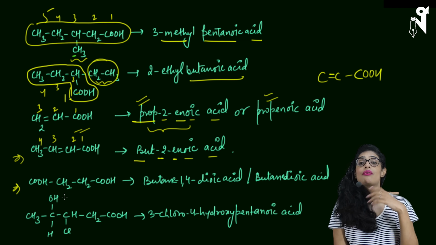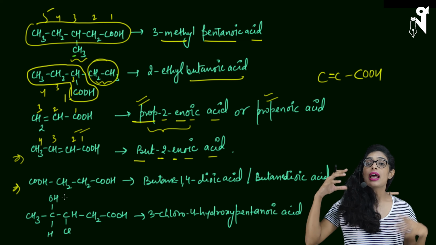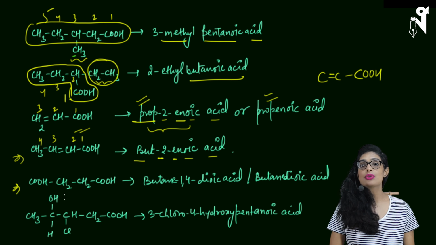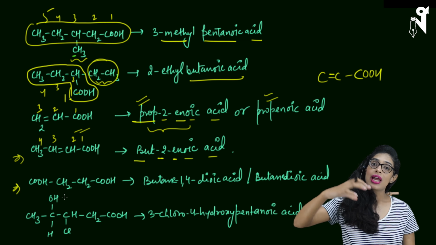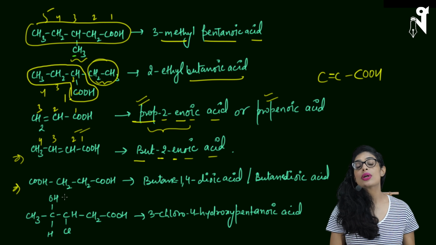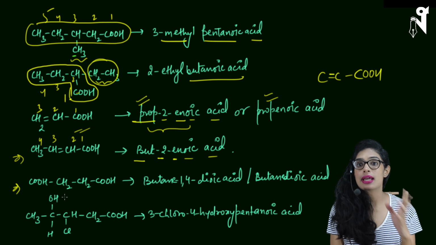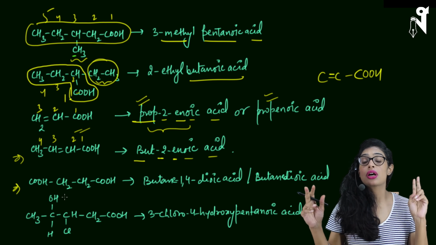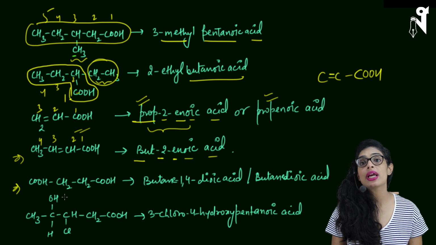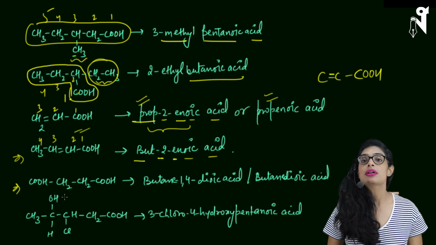So basically when I have to mark my principal chain or the parent chain, and I have 2 COOH present in my carbon chain, my chain will start from one COOH and will end up at the other COOH irrespective of its size. No matter if the number of carbons is less, if I have 2 COOH, the principal chain should be such that one end is one COOH and the other end is the other COOH.